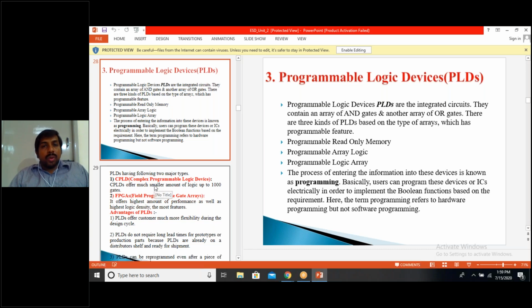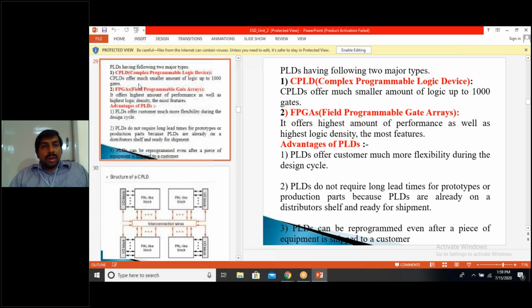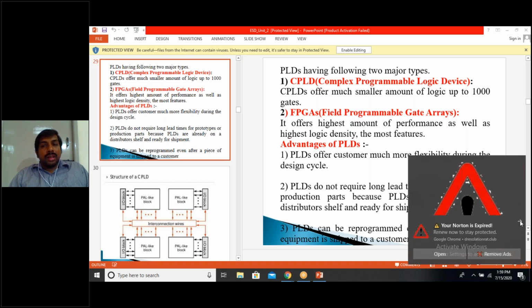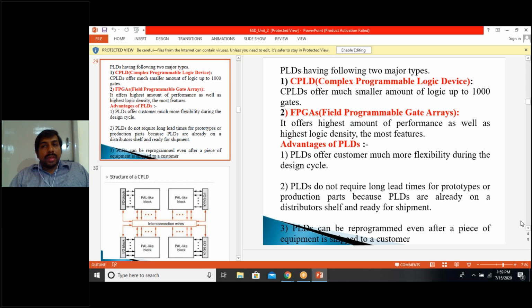So this PLD, programmable logic device, is of two types: CPLD. The smaller classification is ROM, PLA, PAL. So a PLD can be one of these things. It can be a ROM, it can be a PLA, programmable logic array, or it can be a programmable array logic. But by combining these PLDs, we can create a big architecture. That is your CPLD, complex programmable logic device.